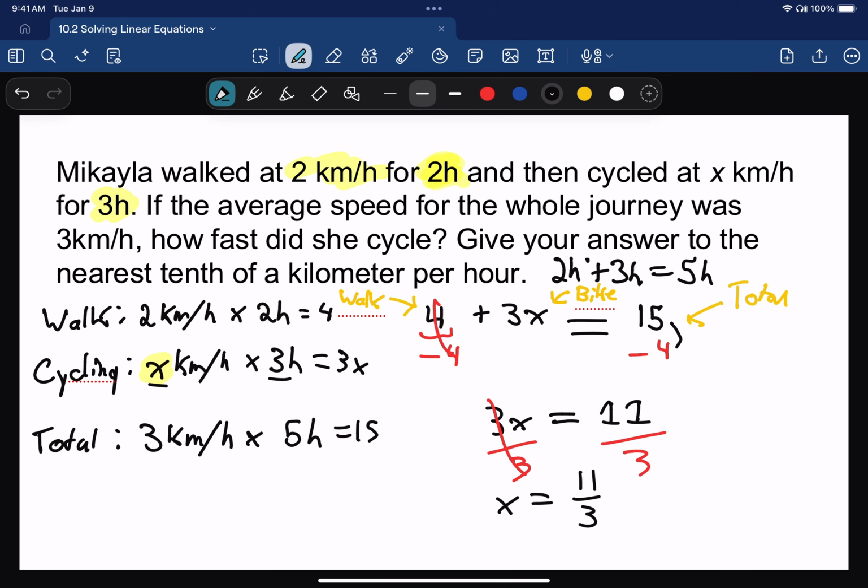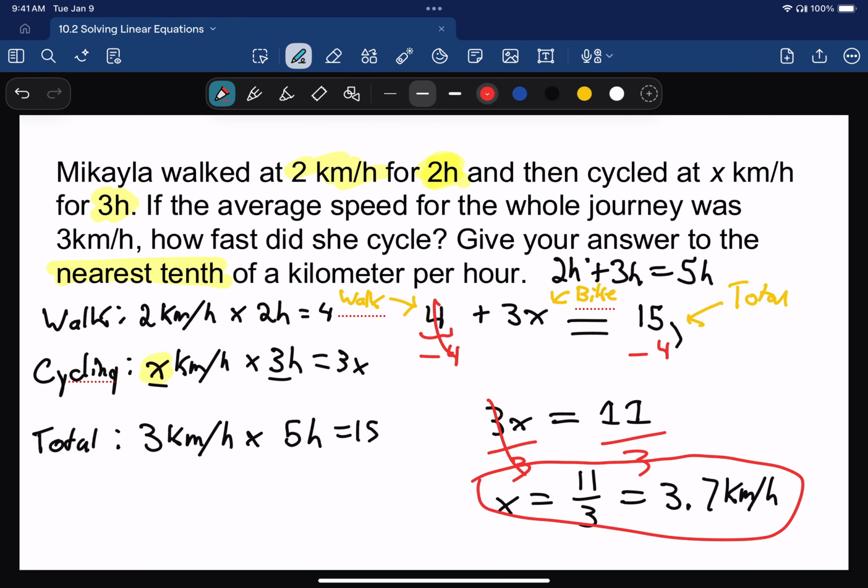Now, if we use our calculator and do 11 divided by 3, we are trying to give our answer to, you'll see in the question here, it says give your answer to the nearest tenth of a kilometer per hour. So in this case, we get our answer of 3.7 as the nearest tenth, kilometers an hour, and this is going to be our answer. But we're not done because we have to put it in a sentence.